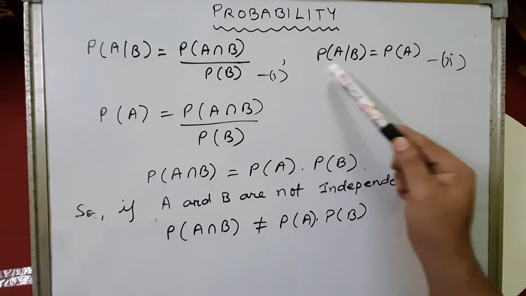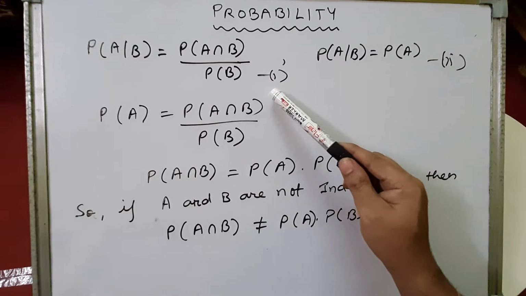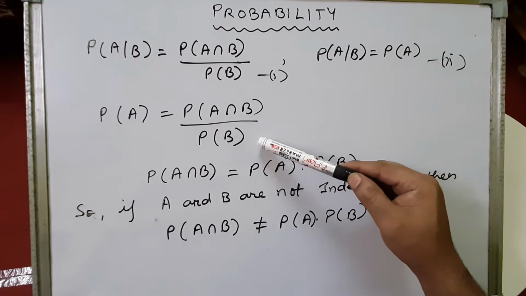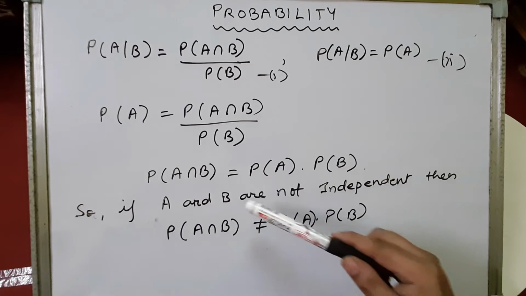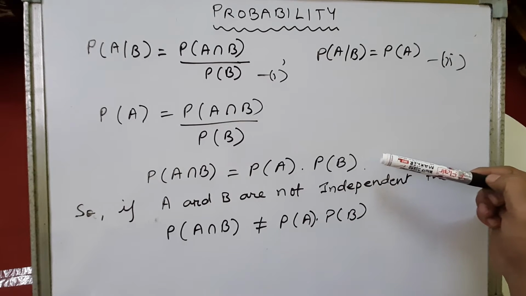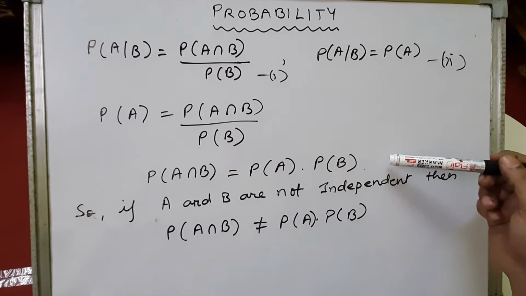Now if we put the value of probability of A upon B as probability of A in equation 1, then we get probability of A is equal to probability of A intersection B upon probability of B. When we cross multiply, we get the value of probability of A intersection B as probability of A into probability of B. So when we get this condition, then we can say that A and B are independent events.